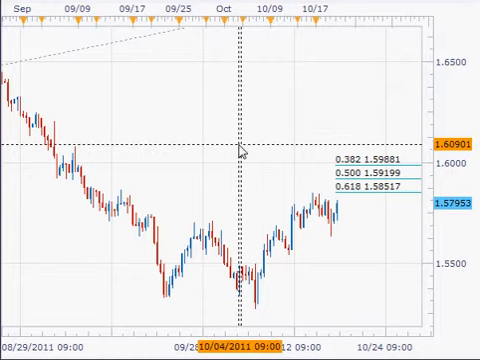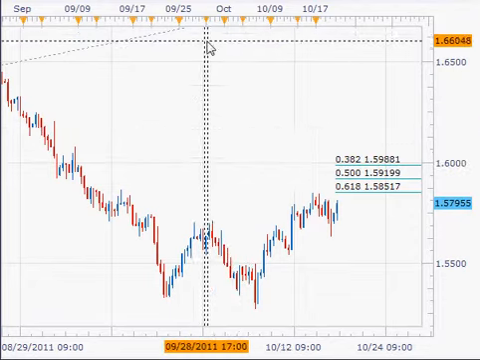Pound US dollar. This is pretty easy. This is the alternate count in my Elliott wave analysis if you've seen it on the website. Looking at 0.382 again, that's 1.5988, just below that 1.6 psychological area, and makes a very good target.